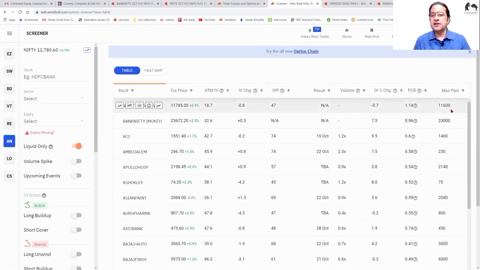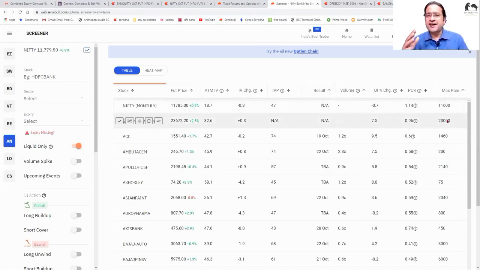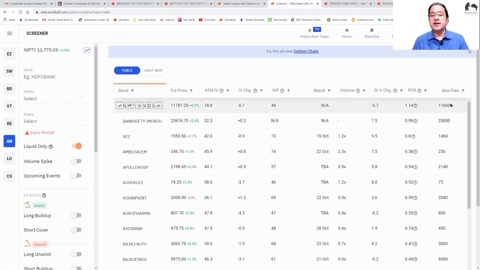As you can see here, there's the concept of Max Pain. Max Pain is where it is said that the writers or the big players in the market, who are undertaking huge positions, would lose money below this point. So this is where the maximum support lies. Currently it is 11,600 for Nifty, and 23,000 for Bank Nifty.